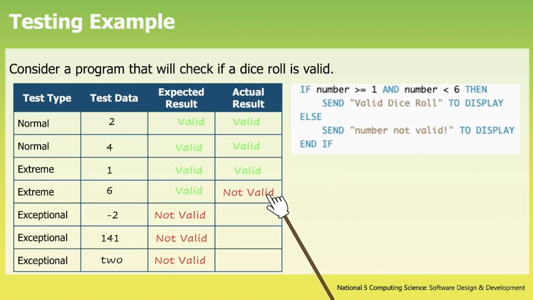So in this case here, my actual result doesn't match my expected result, so I need to go back to my code and then change it. Exceptional -2 doesn't match that criteria, so we're going to get not valid. 141, not valid. In our case, if I was to type in 2, I would get an error. And that's because my program's not expecting text, expecting numbers, and that would cause an execution error.